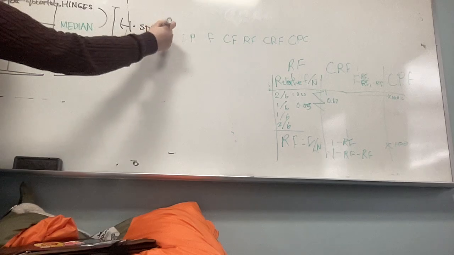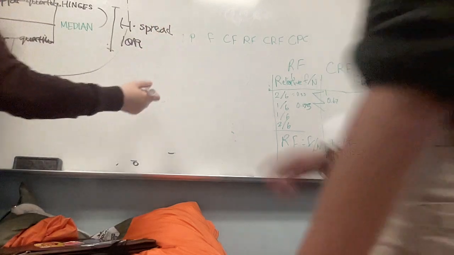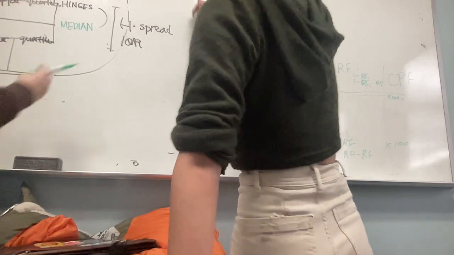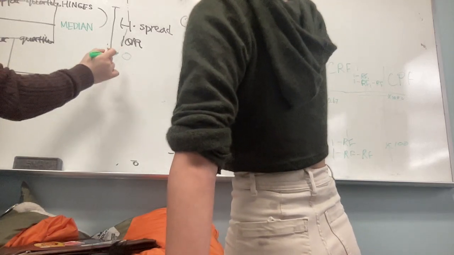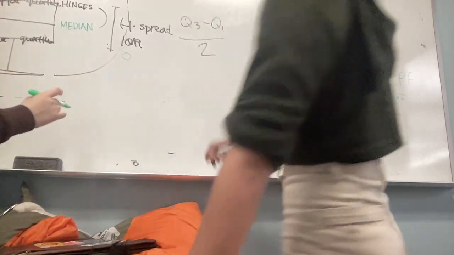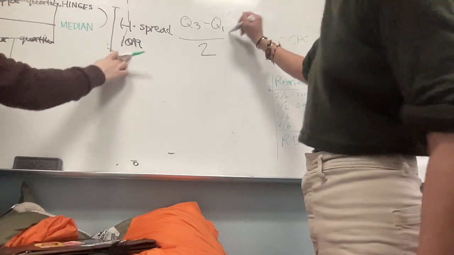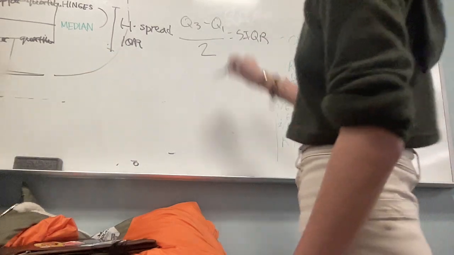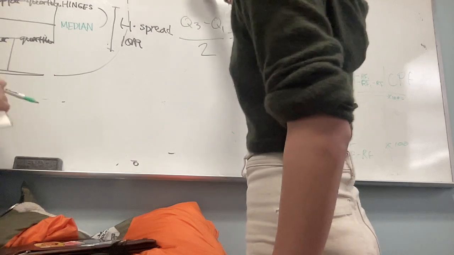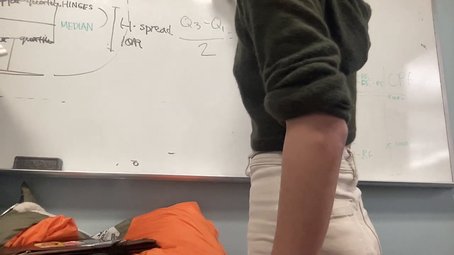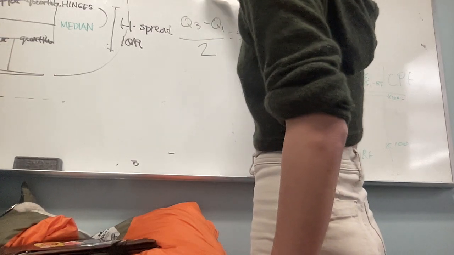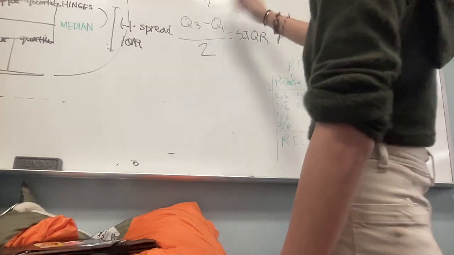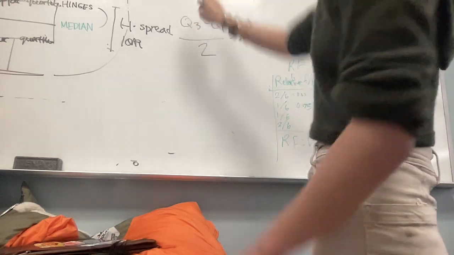Do you remember what H spread is? It's the same as SIQR, I think, or is it IQR? It's just quartile 3 minus quartile 1 all over 2, and that's SIQR. Or you can think of IQR divided by 2 is SIQR. It's the same thing.